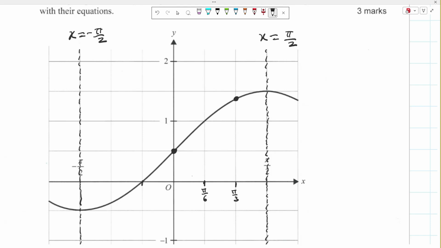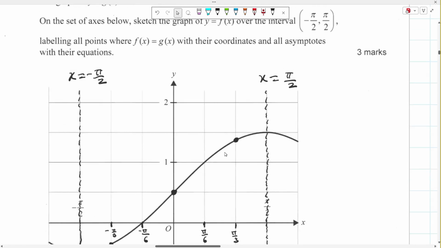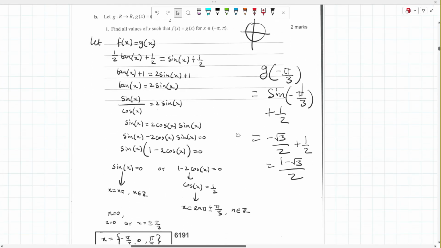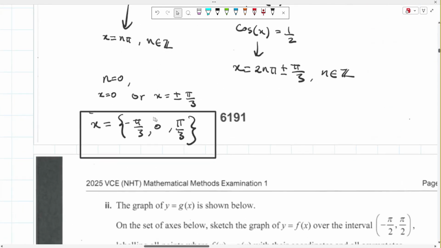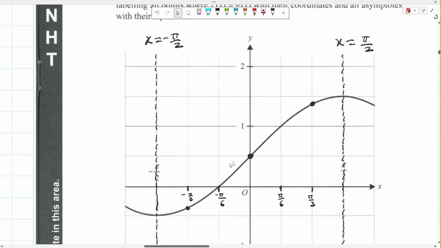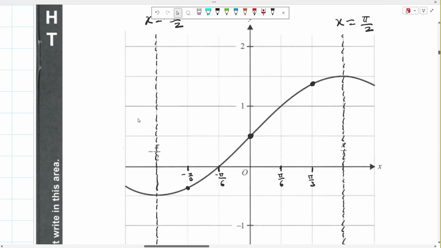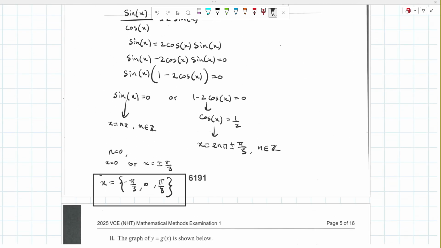So this is pi on 6, this is negative pi on 3. This is negative pi on 6. They actually intersect here at negative pi on 3, right? Now, g of 0, we already did that one. We already did x is equal to 0, right? They intersect right there at the y-intercept. The next one is pi on 3.